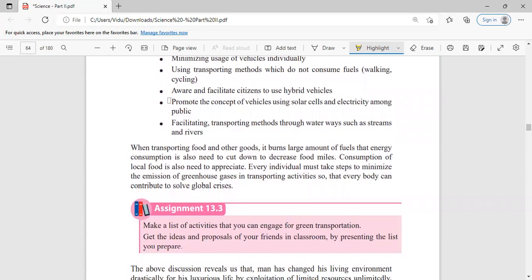When transporting food and other goods, it burns large amounts of fuel. That energy consumption also needs to be cut down to decrease food miles. Consumption of local food is also needed to be appreciated. Every individual must take steps to minimize the emission of greenhouse gases in transporting activities so that everybody can contribute to solving the global crisis.